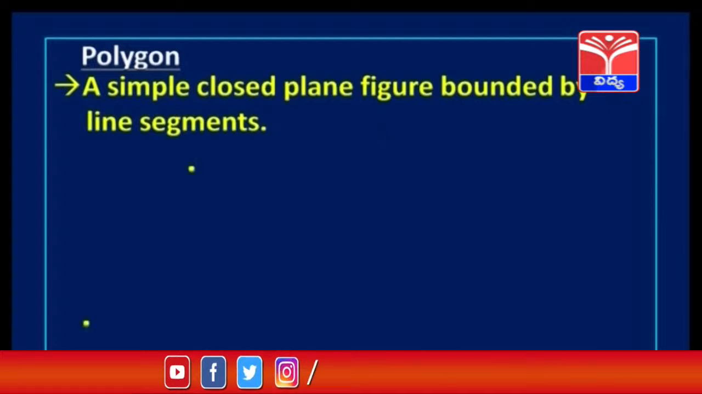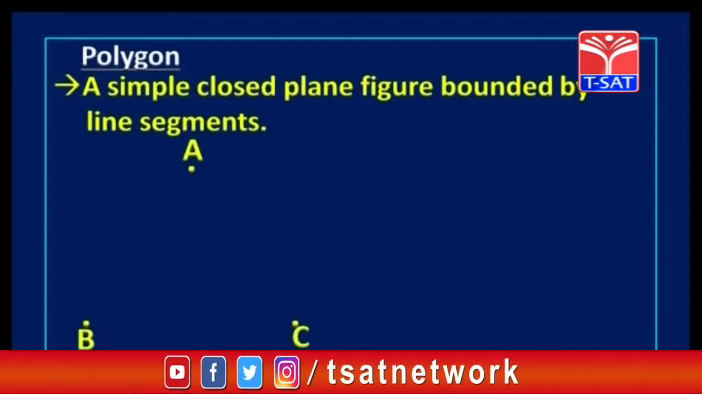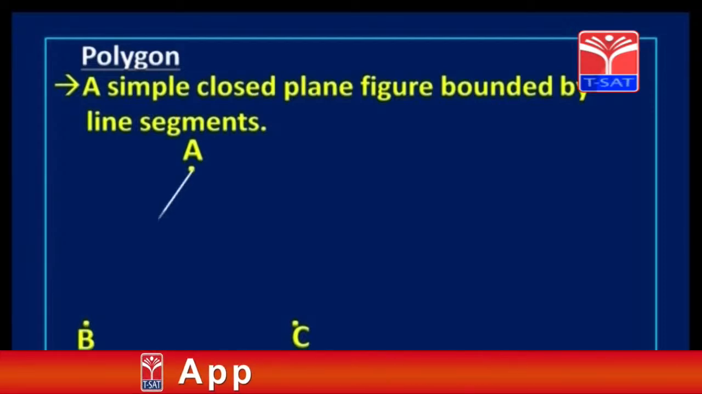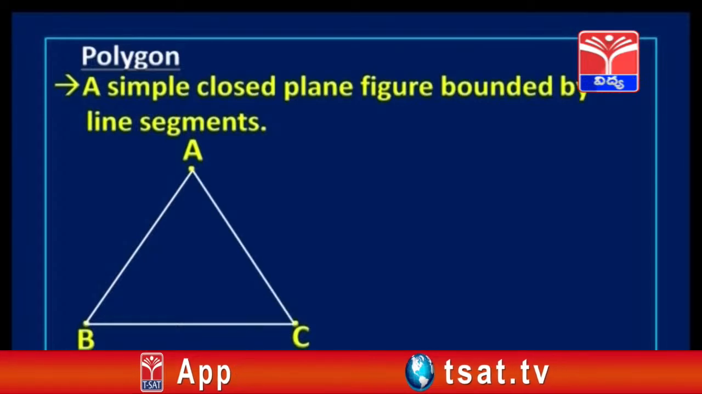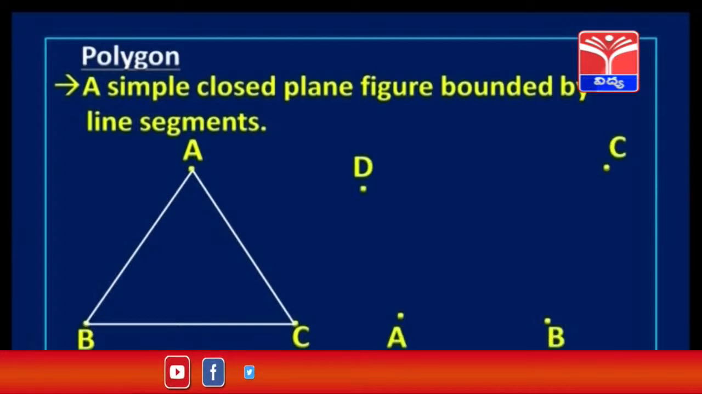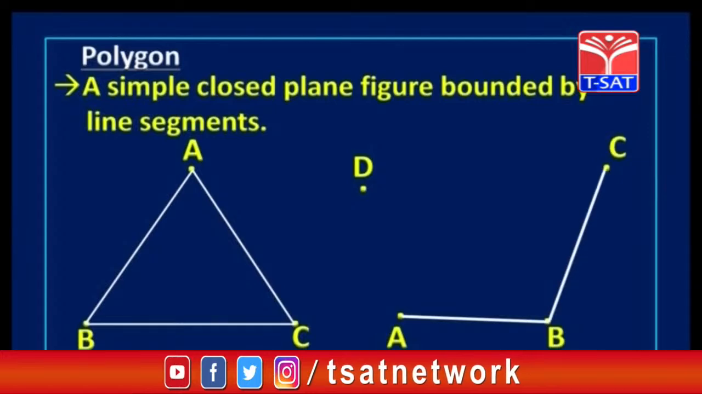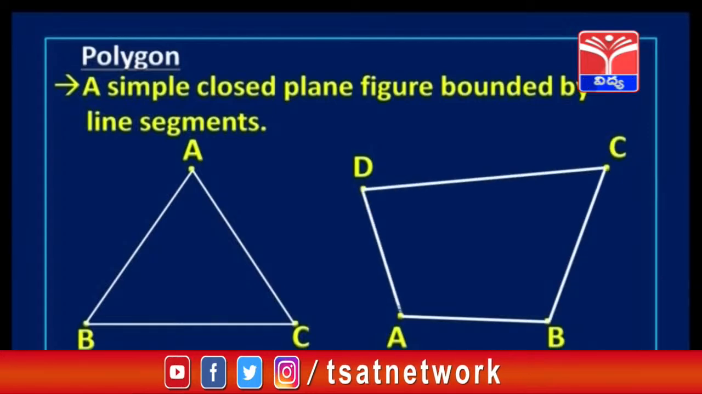Children, what I am doing? Yes, I am taking 3 points. I am naming them as A, B, C. Now I am joining AB, BC, CA. Next I am taking 4 points ABCD, joining AB, BC, CD, DA.